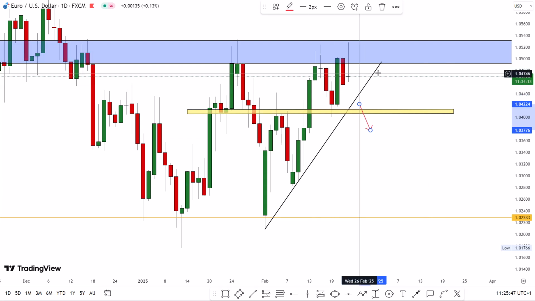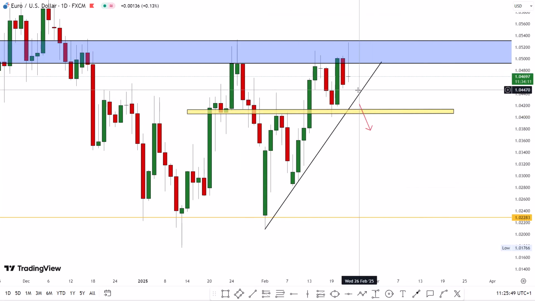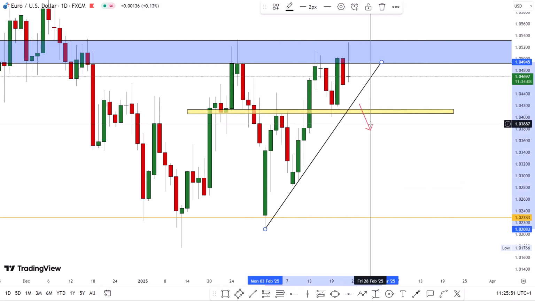So this is my sell setup on EURUSD. Wait for a breakout from this counter trend line. You guys can see I used my tools and everything to anticipate the direction.